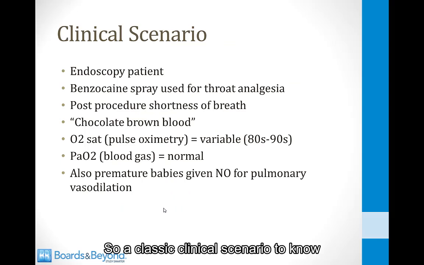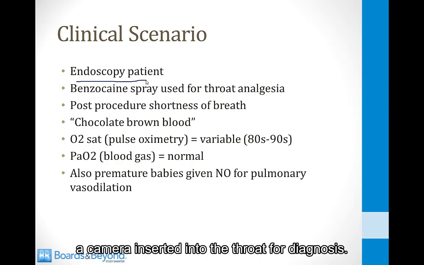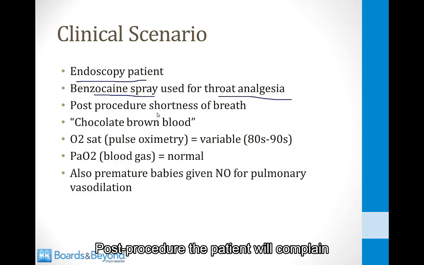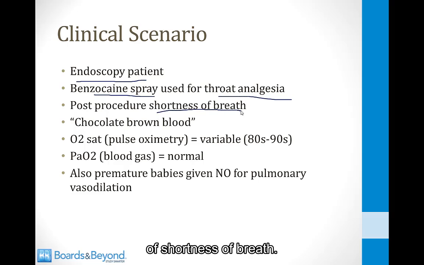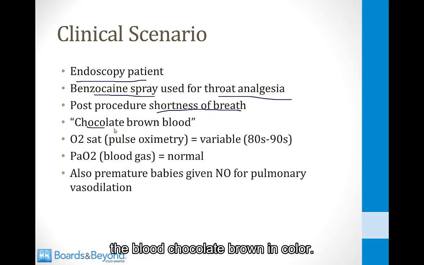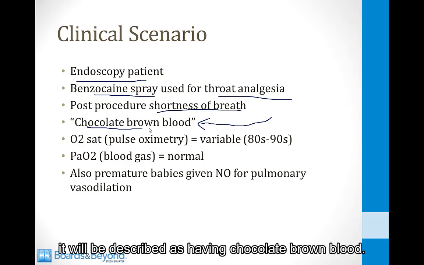So a classic clinical scenario to know is an endoscopy patient who has just had a camera inserted into the throat for diagnosis. Benzocaine spray is often used for throat analgesia. Post-procedure, the patient will complain of shortness of breath. High levels of methemoglobin in the blood turn the blood chocolate brown in color, so if the patient has a blood draw for a blood gas or a venipuncture, it will be described as having chocolate brown blood.